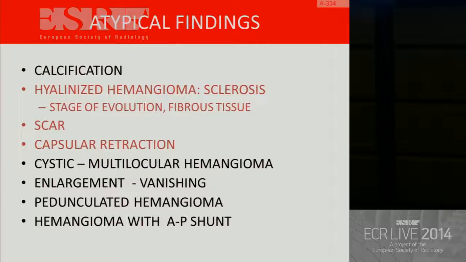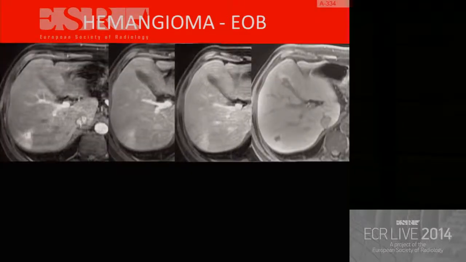I will show you a hemangioma with a scar and a capsular retraction. Actually, the most atypical thing would be if you're using EOB DTPA for diagnosing hemangioma, you can get puzzled because you have background enhancement of the liver. And look at this hemangioma. It is filling, and it has almost the same signal intensity as the liver on the venous and equilibrium phase.